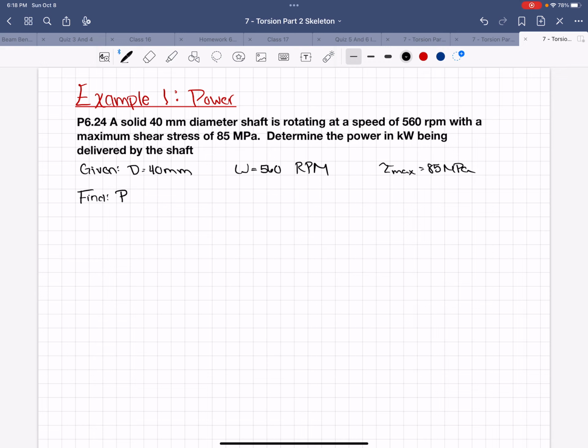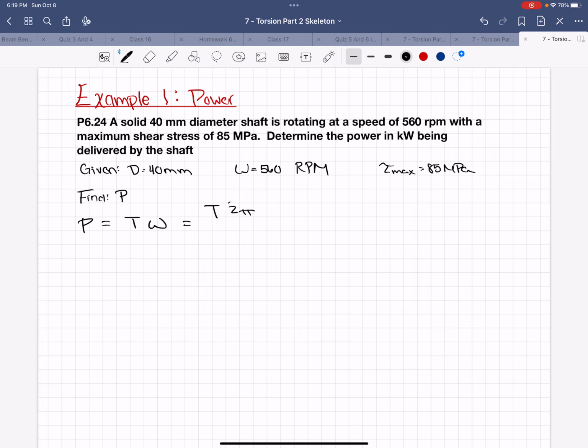Okay, so what does power equal? Power equals the torque on the shaft times the omega, the speed at which it's rotating. And we developed in class this handy equation. So we can write this as T times 2 pi.